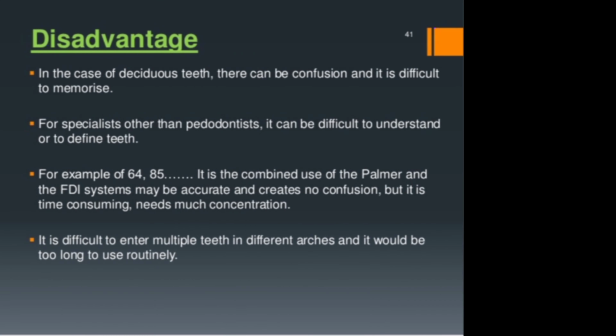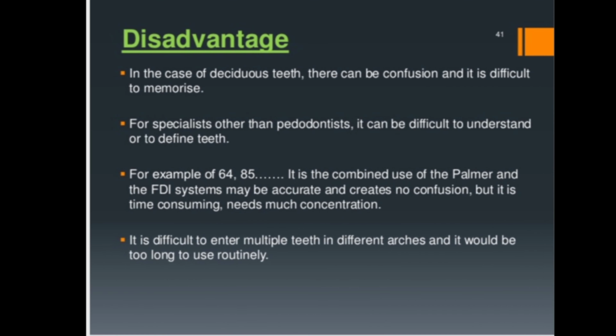Now talking about the disadvantages, in the case of deciduous teeth, there can be confusion and it is difficult to memorize. For specialists other than periodontists, it can be difficult to understand or to define teeth. For example, with 6-4 and 8-5, the combined use of the Palmer and the FDI system may be accurate and create no confusion, but it is time consuming and needs much concentration. It is difficult to enter multiple teeth in different arches and it would be too long to use routinely.